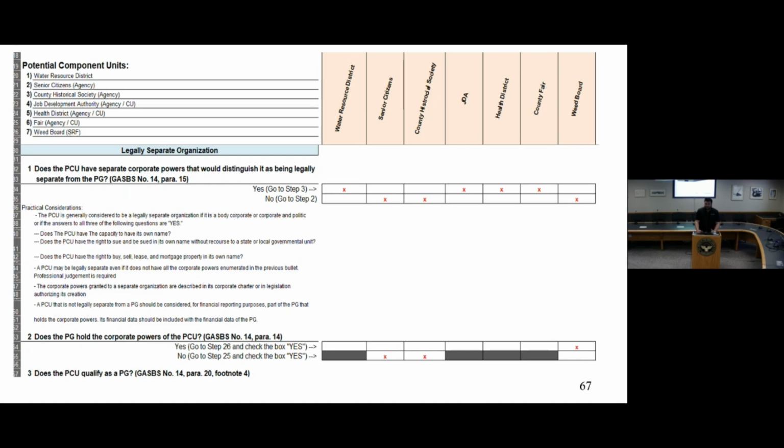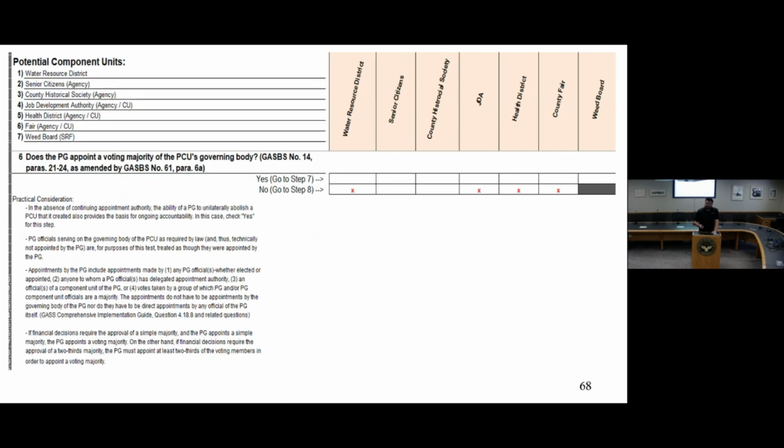Since they don't have separate corporate powers, number 2 is really asking, okay, who then has those corporate powers? Does that primary government have them? For the weed board, it looks like the primary government has those corporate powers. So now we get to skip all the way down to step 26 and check the box yes. In that case, since the primary government holds them, it's more than likely going to be some type of governmental fund. The county historical and the senior citizens we marked as no, so more than likely there'll be some sort of fiduciary fund since someone else has those corporate powers. And like I said, guys, you just want to keep going through this checklist. Here's another example of a question.